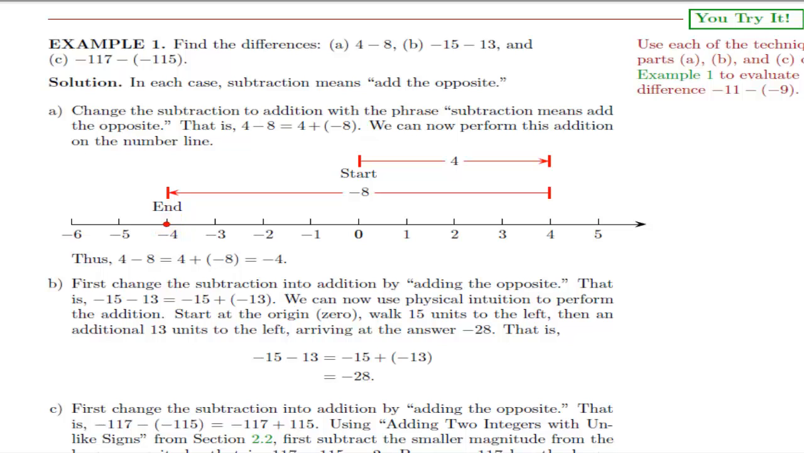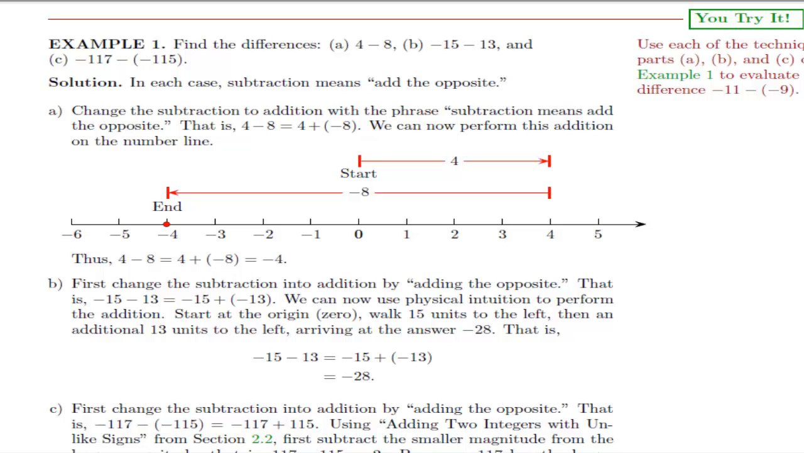B. Negative 15 minus 13. First, change the subtraction into addition by adding the opposite. That is, negative 15 minus 13 equals negative 15 plus a negative 13. We can now use physical intuition to perform the addition. Start at the origin 0, walk 15 units to the left, then an additional 13 units to the left, arriving at the answer, negative 28.